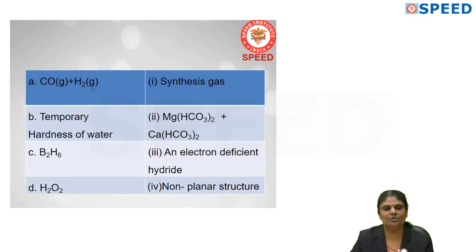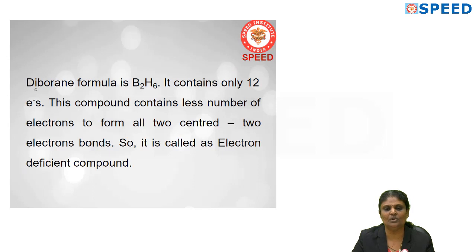Okay, so CO and H2 is synthesis gas, and temporary hardness of water is due to magnesium bicarbonate and calcium bicarbonate, and B2H6 diborane is an electron deficient hydride, and H2O2 is a non-planar structure. I will explain the electron deficient also. Diborane contains only 12 electrons. So this compound contains fewer electrons to form all two-centered 2-electron bonds. So it's called an electron deficient compound.